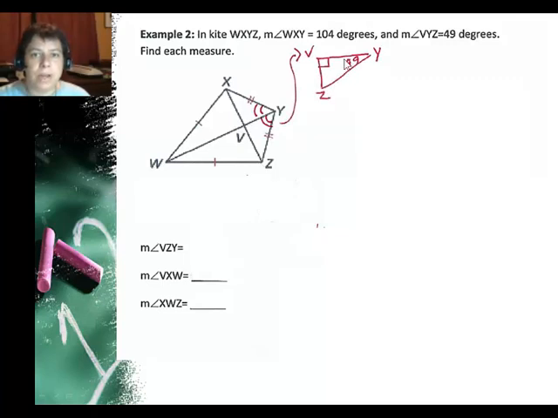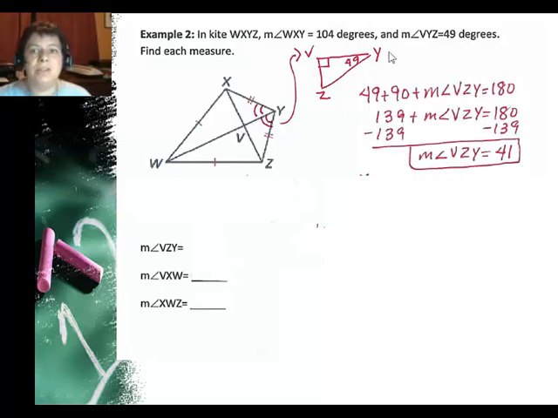Well, one thing I can do is go ahead and draw a triangle, and I have the 49 degrees in there, and 90 degrees because diagonals always make 90-degree angles because they are perpendicular to each other in kites. Then I just use the sum of the angles, must be 180 since it's a triangle. 49 plus 90 plus the measure of angle VZY is equal to 180. 49 plus 90 is 139. And then I subtract 139 from both sides, and I get the measure of angle VZY is 41.